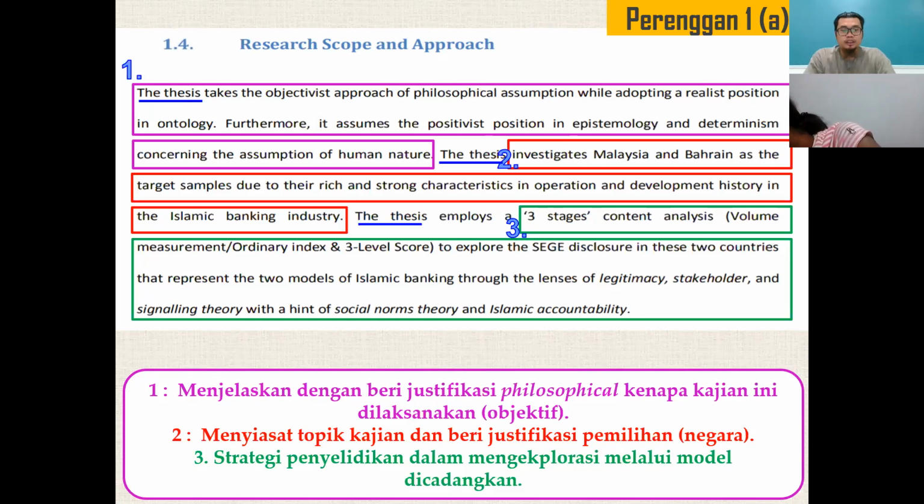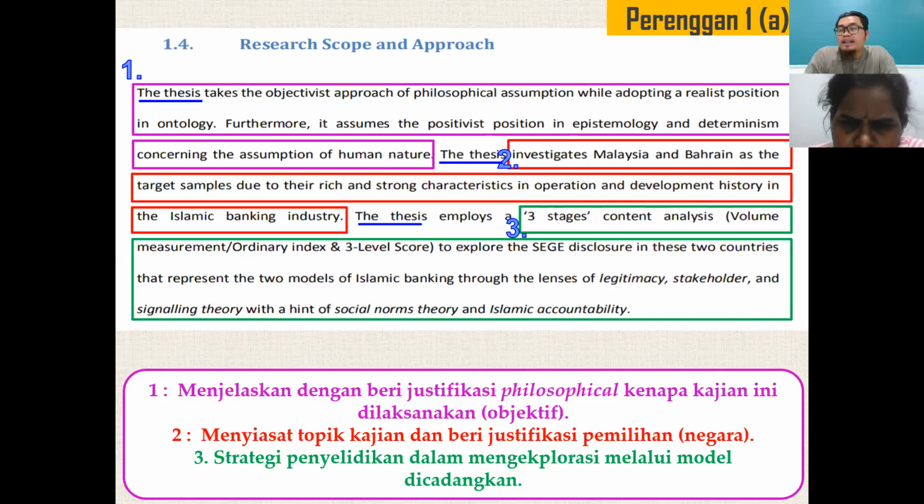Position in ontology. Okay, this part you also need to understand regarding ontology, epistemology, and axiology. In this topic we cover it in chapter 3. Furthermore, it's assumed that the positivism position in epistemology and a deterministic assumption of human nature. Okay, this thesis investigates Malaysia and Bahrain as the target sample due to their rich, strong characteristics, operation and development history of the Islamic banking industry.